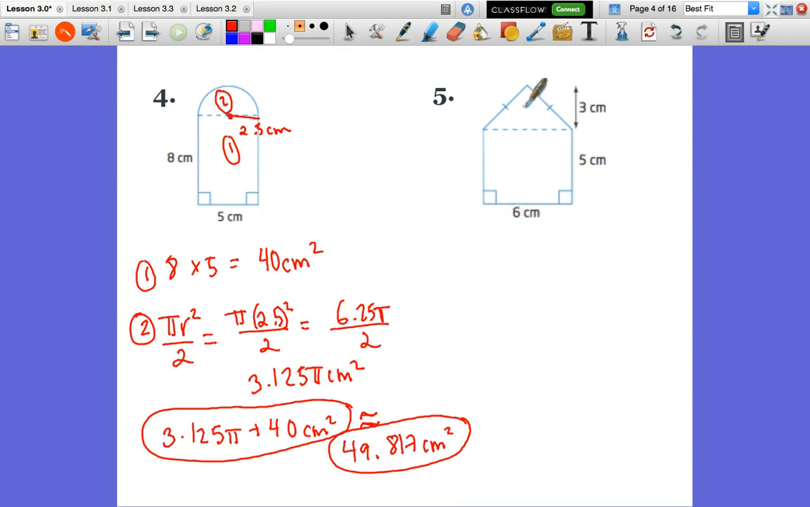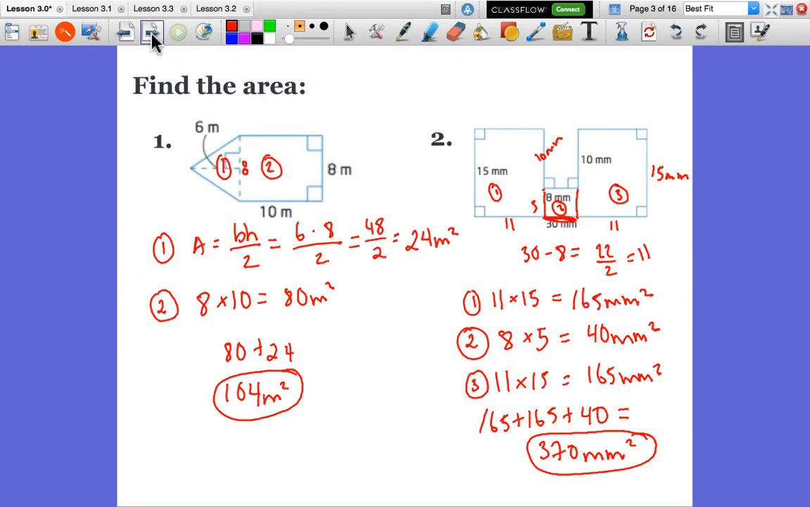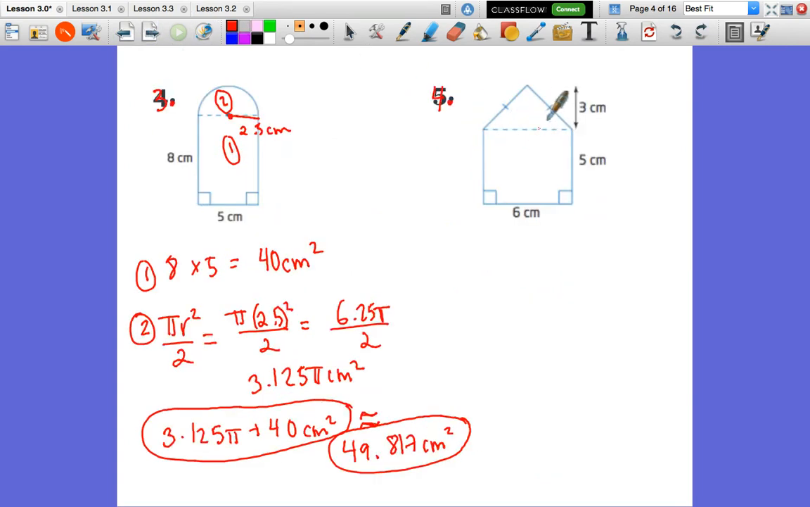All right, so this number 5 over here, I don't feel like this is number 5 though. I feel like this was 3 and this was 4, but I'm not sure. Is that right? Yeah. So number 4, I have a triangle. It's isosceles. Look at that.